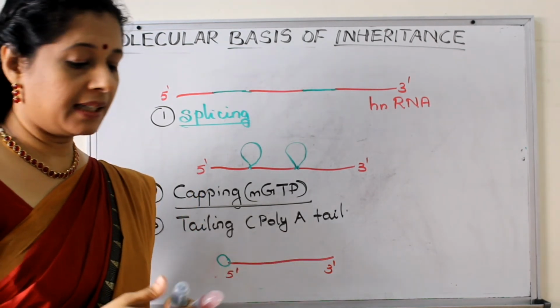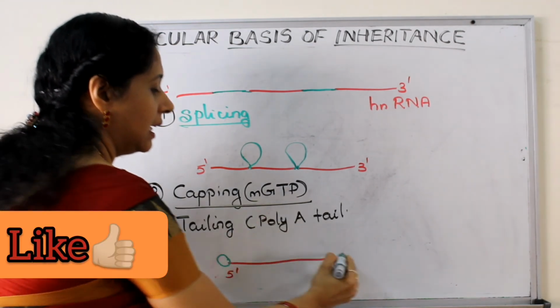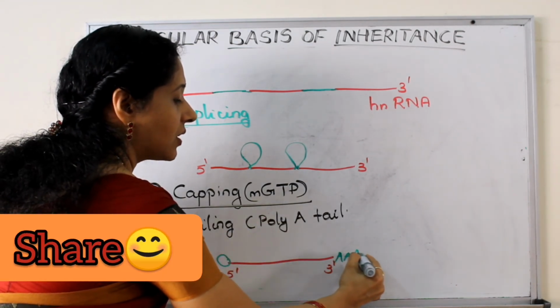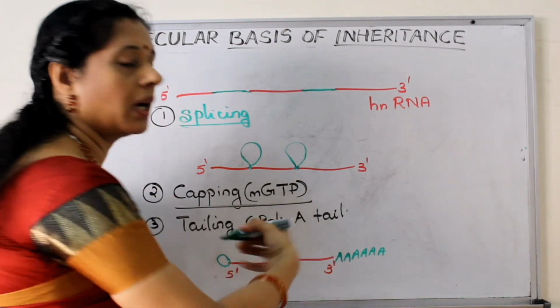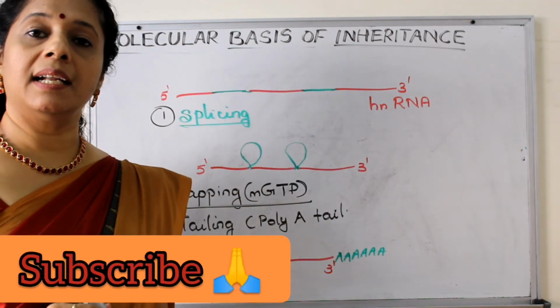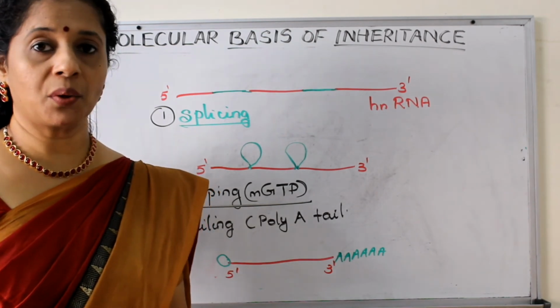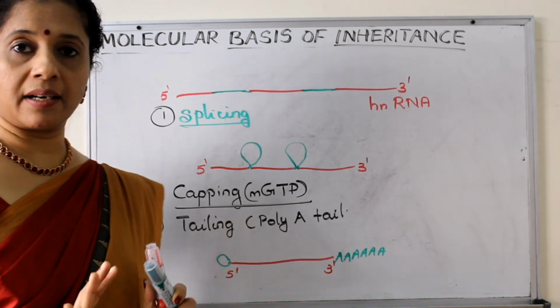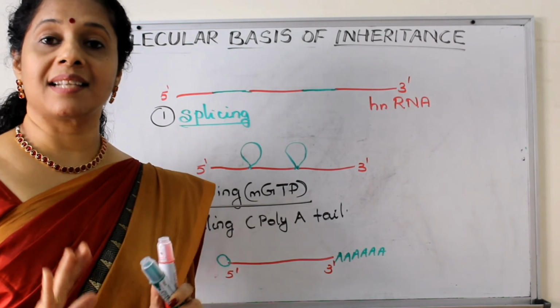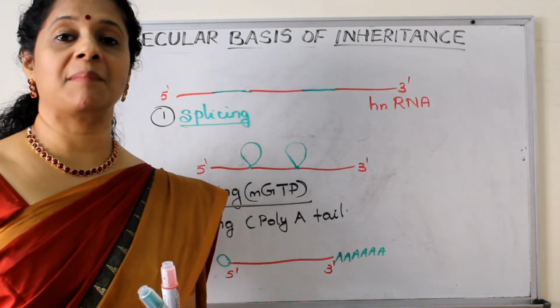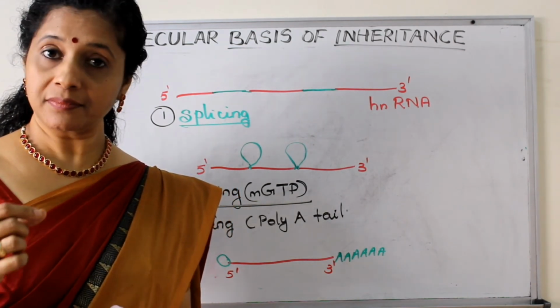Now, at the other end, a tail will form. What is the tail? It is simply adenylate residues. Adenine will be added, 200 to 300 of them, in a template independent manner, just a few A's will be added. So, if these processes are done, now the mRNA is ready to go to the cytoplasm and start the process of translation.